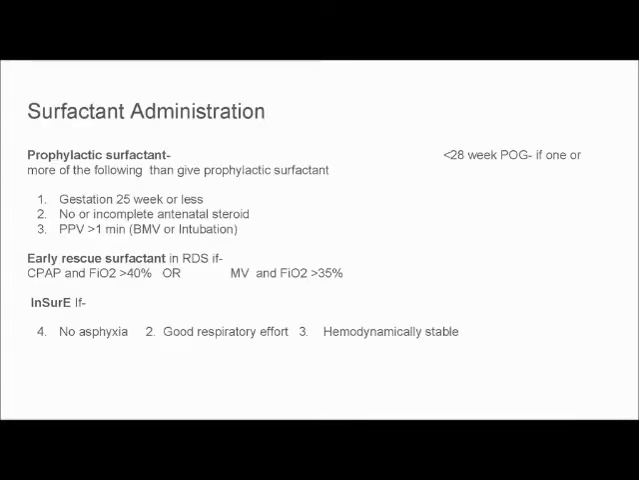So in surfactant administration, prophylactic surfactant is given in less than 28-week period of gestation if one or more of the following criteria is present. If gestation week is 25 or less, no or incomplete antenatal steroid coverage, or PPV is given for more than 1 minute. If any one of the criteria is present, then in less than 28-week baby, we will give prophylactic surfactant.